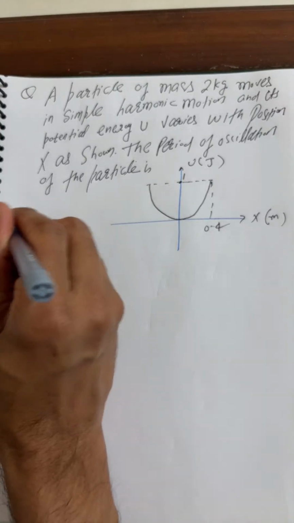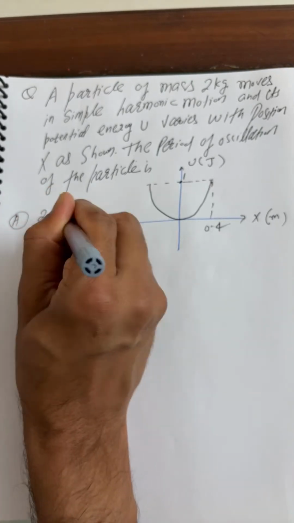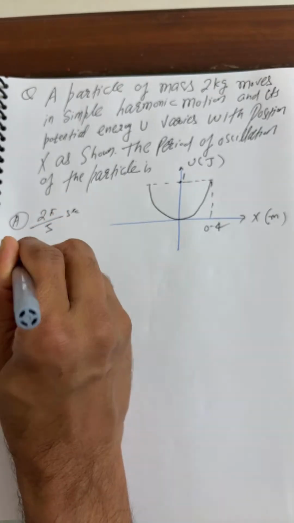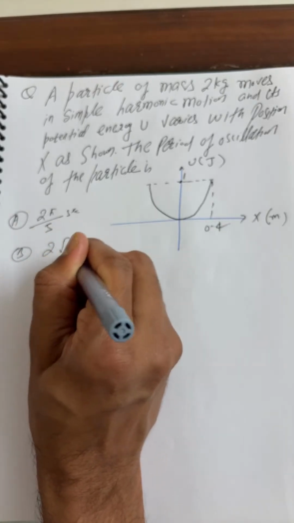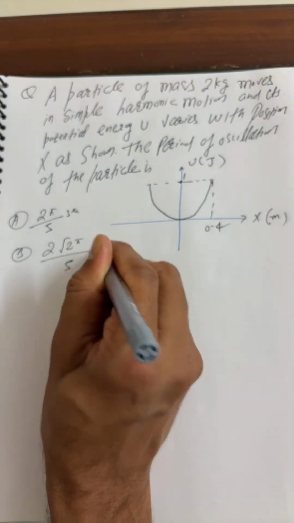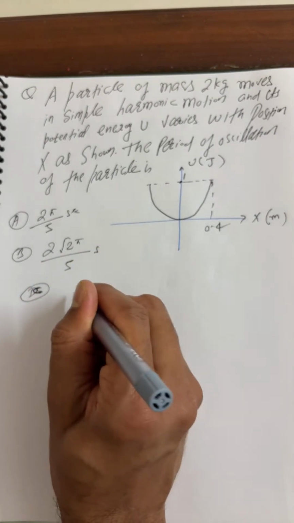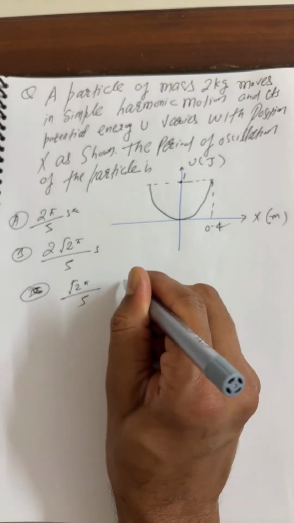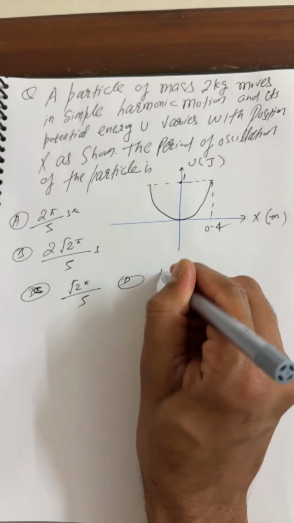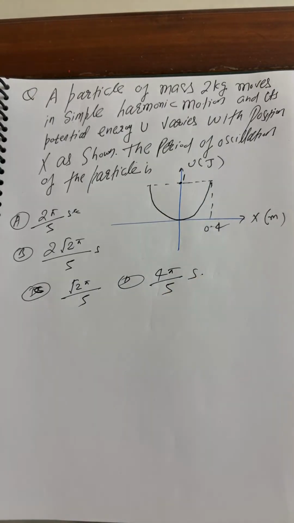I'll write the options. Option one is 2 pi by 5 seconds. Option two is 2 root 2 pi by 5 seconds. Option three is root 2 pi upon 5 in seconds. Last is 4 pi by 5 in seconds. We'll go through the options for this question.